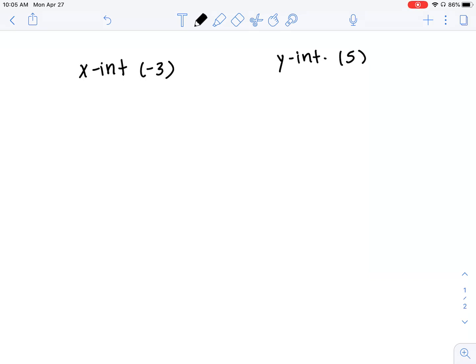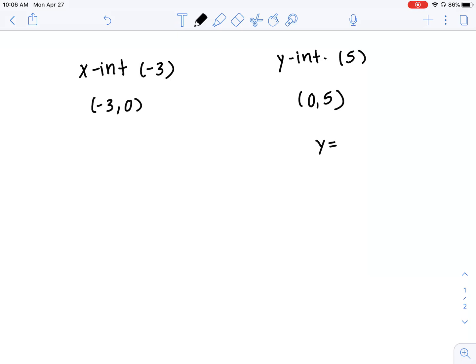So we want to find an equation for a line with an x-intercept of -3 and a y-intercept of 5. Now before we continue, it's important to understand that an x-intercept happens only when y equals 0, so we can actually rewrite this information as (-3, 0) as a coordinate. And a y-intercept happens only when x equals 0, so this can be written as (0, 5). Now that we have 2 points, we can start to solve for our equation.